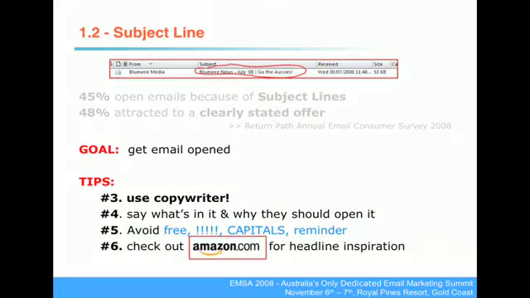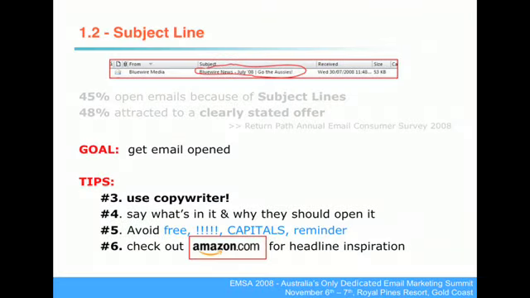Tip number 3, use a copywriter. That's their job, that's what they do best. If you can't do it yourself, definitely spend the money to hire a copywriter. In the same way that you'd hire a designer to do your logo and a web developer to do your website, definitely hire a copywriter. It's what they do. Tip number 4, believe it or not, a good tip for writing subject lines is to say what's in it and why they should open it, so essentially describing the subject of the email.